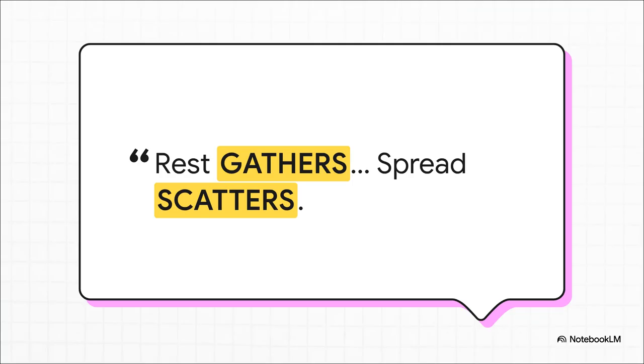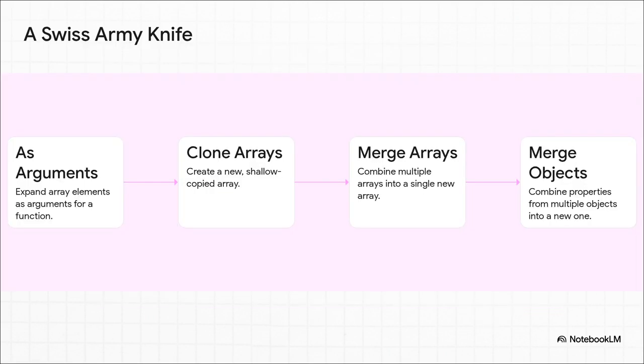If you only remember one thing today to keep these two straight, please make it this. REST gathers, spread scatters. REST collects a bunch of arguments into an array. Spread takes one array and, well, it scatters its contents out into many individual items. And because it scatters things, the spread operator is like a Swiss Army knife for working with your data.